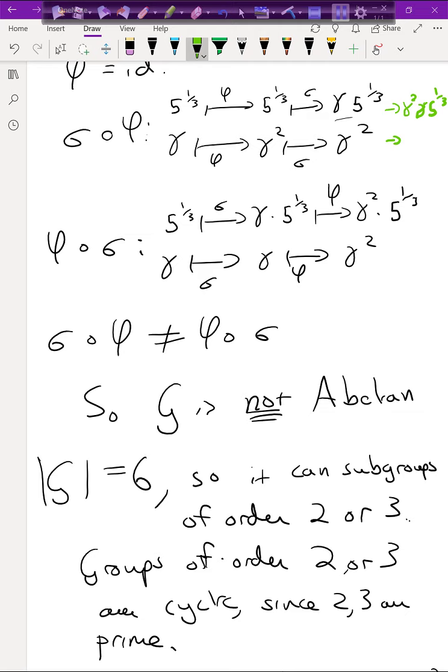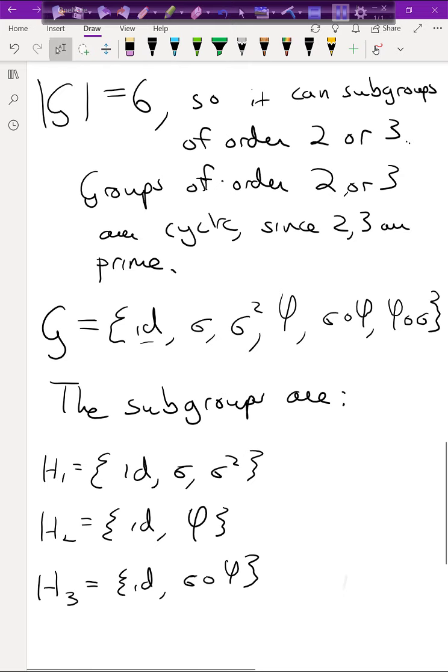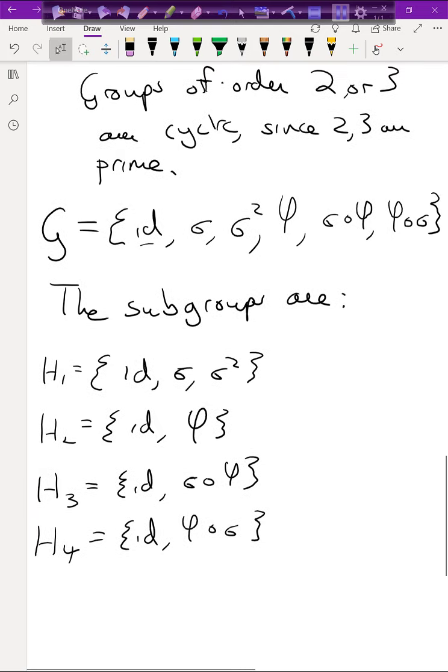And likewise, if we did this twice, gamma gets sent to gamma squared. Gamma squared is going to get sent to gamma to the 4th, but gamma to the 4th is gamma. So if we did it twice, another sigma composed with phi, we're just going to get the identity. And likewise with the other one. And so H4, this is phi composed with sigma. Okay, these are the interesting subgroups.